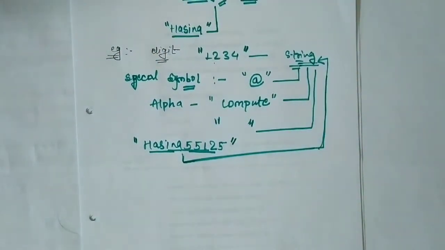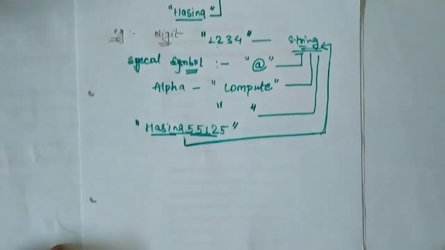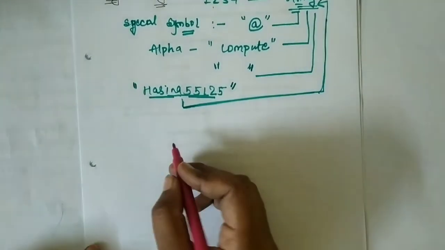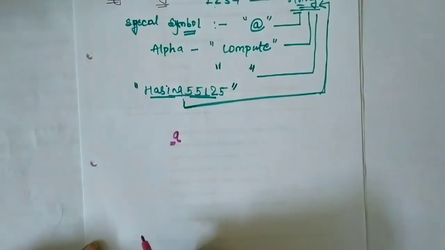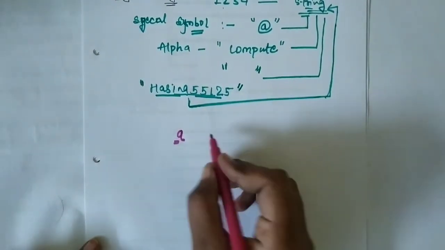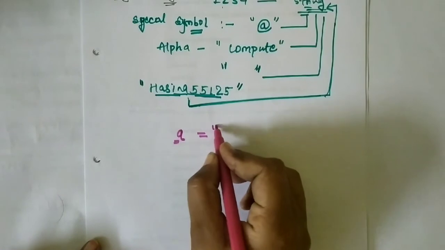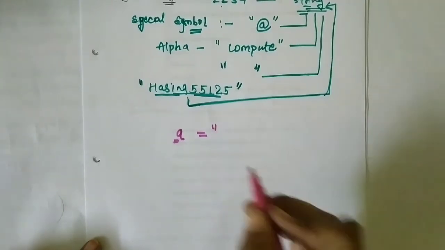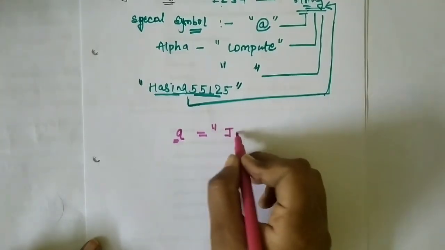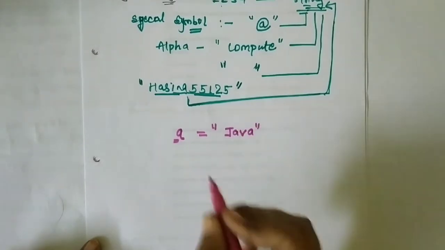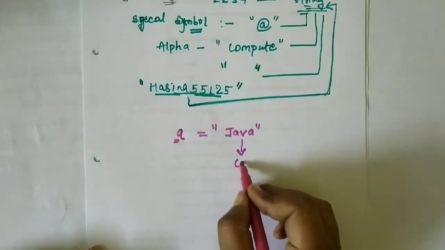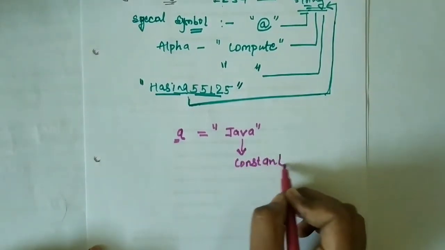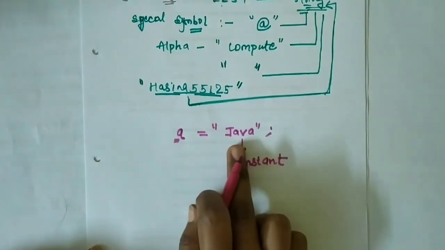Next we see how we can assign a string to a variable. Suppose I am using a variable A. A is a variable. What type of value does it store? It stores a string value. So A equal to, in double quotes, suppose I write here I am Java. Java is a constant. Which type of constant? A string constant.